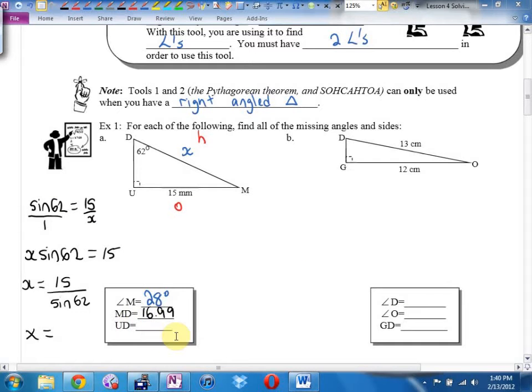UD. Now you have a choice. Since I know this is 16.99, now I know two sides, and I could use Pythagoras. Go ahead. I'm going to use trig, and the reason is I don't want to use this one unless I have to, because if I made a mistake on this, I'll be using a mistake to find another answer. Will I get the other answer right? No. So I'm going to choose to use trig again. You ready? Here's my angle.